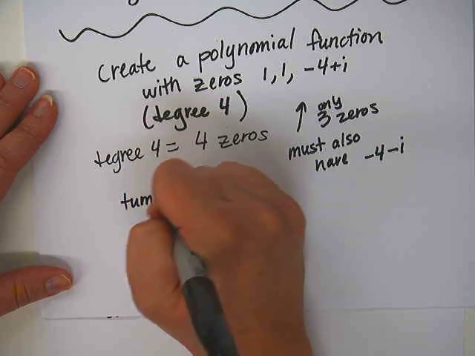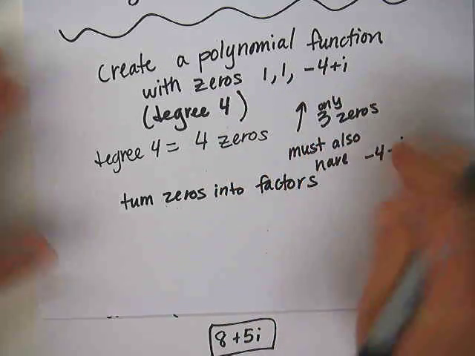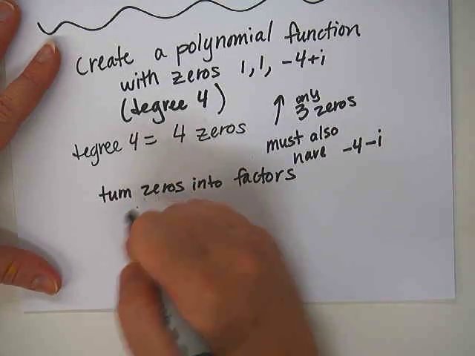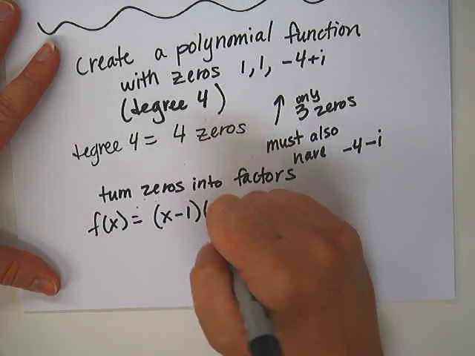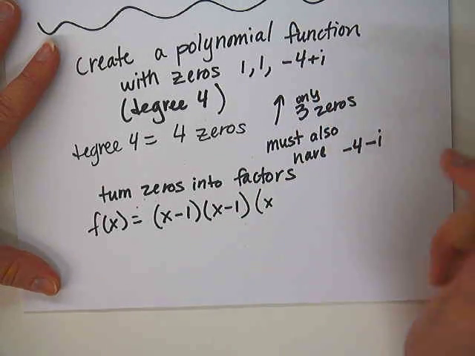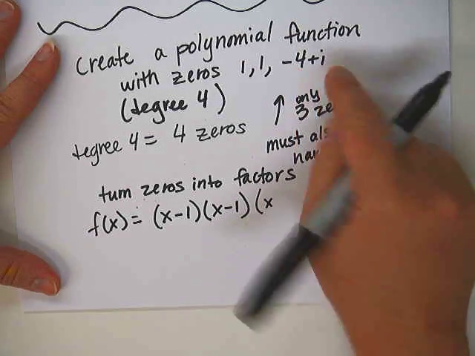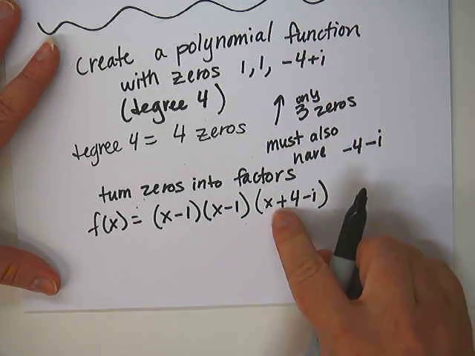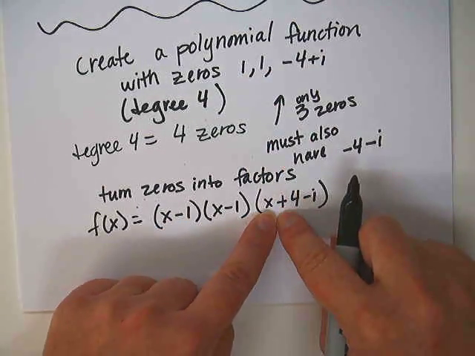Okay, now we're going to take our zeros and turn them into factors. To do that, we have 1 and 1, so that means our function is going to have a factor x minus 1 and another factor x minus 1. Now, yes, we can also create factors from our imaginary answers. So x minus negative 4 plus i means it would be x plus 4 minus i for that one, because we have to distribute the subtraction. We always do the opposite.